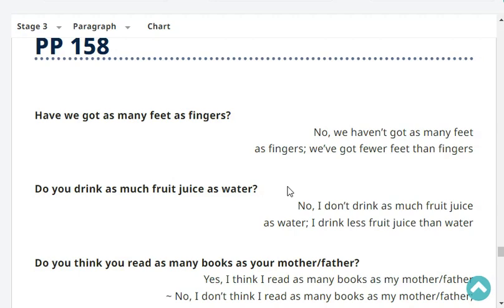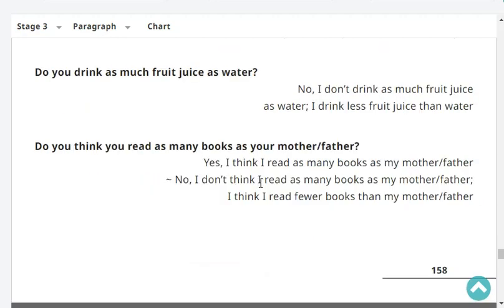Do you drink as much fruit juice as water? No, I don't drink as much fruit juice as water. I drink less fruit juice than water.